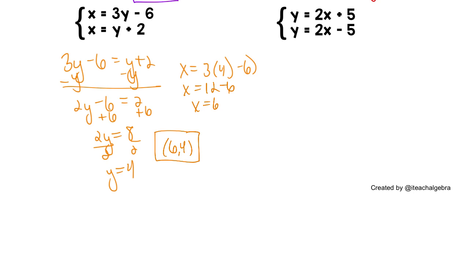Last but not least, try it. Y's are equal to each other, so we say 2x plus 5 is 2x minus 5. Subtract 2x from each side, and we get 5 is negative 5. That is false, not true, no solution.